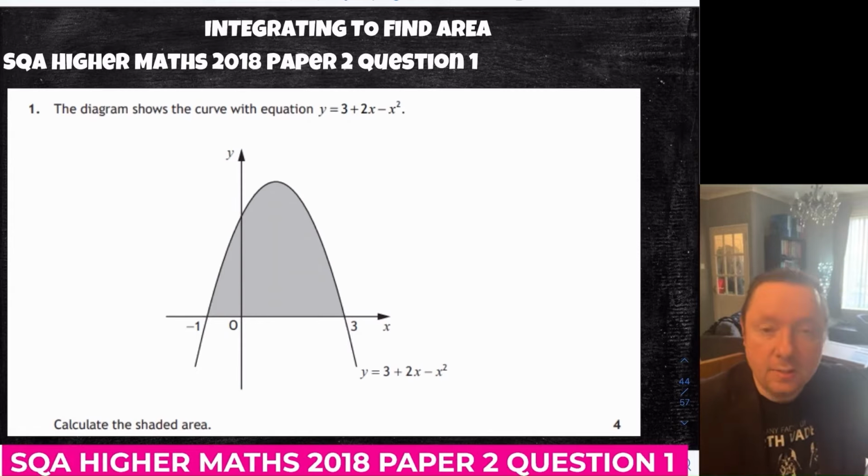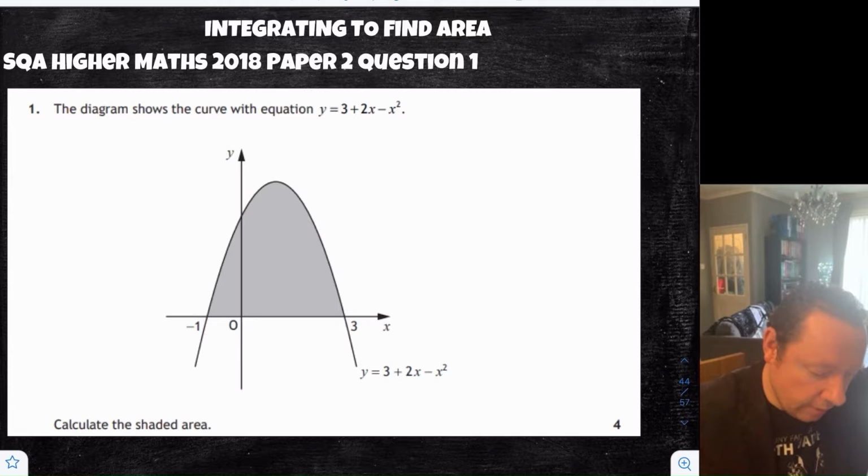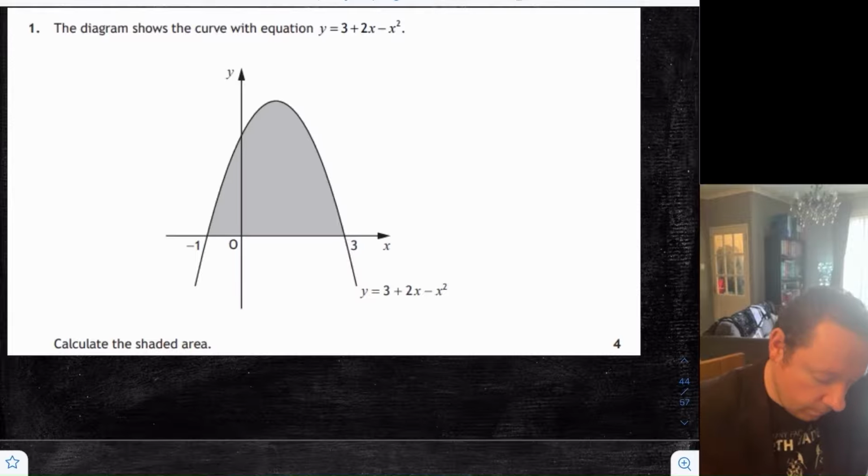SQA Higher Maths 2018, paper 2, question 1, nice simple one here. The diagram shows this curve. Find the calculated shaded area. So it's the area between -1 and 3 of this minus the x-axis, so just this. So it's the integral between -1 and 3 of 3 plus 2x minus x squared dx.